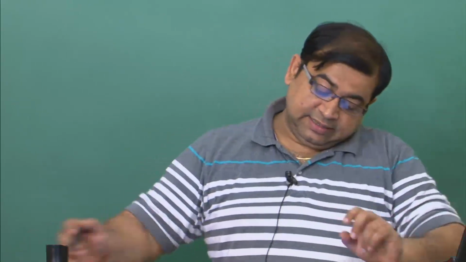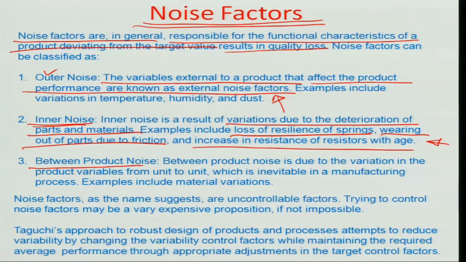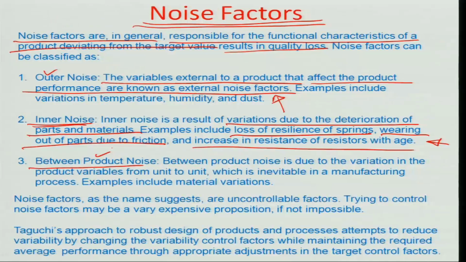Then there are noises between the products, where there is a huge variation between two different products of the same category in terms of their material characteristics and their manufacturability. It is basically material variability. When you have a production line or a manufacturing unit producing many products, there is going to be some variability between item 1 and item 2 of the same manufacturing process. That is called the between-product noise.